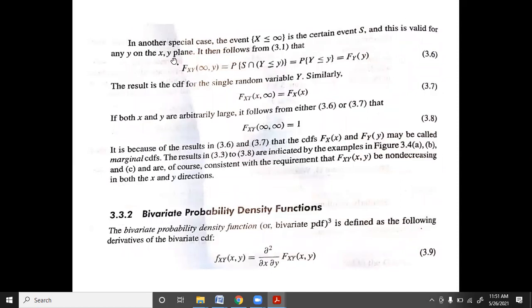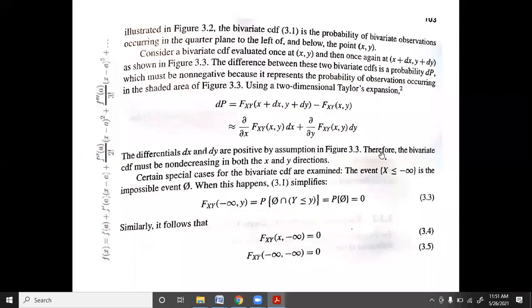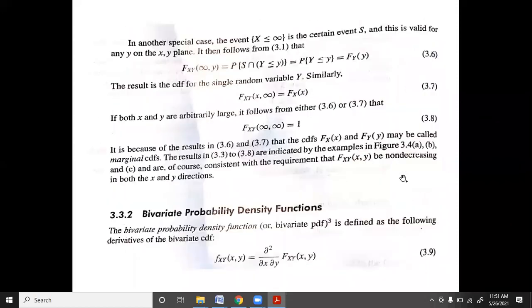Now, let us take another special case where x is less than infinity. Please differentiate between this. This is x less than minus infinity, which is an impossible event. This is x less than or equal to plus infinity. Minus infinity and plus infinity are two different things. Less than minus infinity is not at all possible. Less than infinity is totally possible, or a definite event, a certain event.